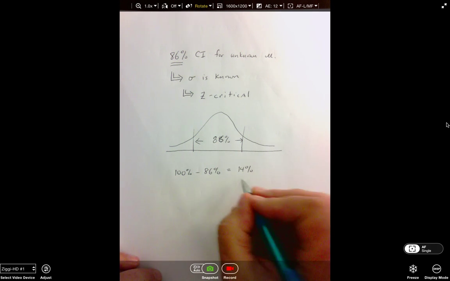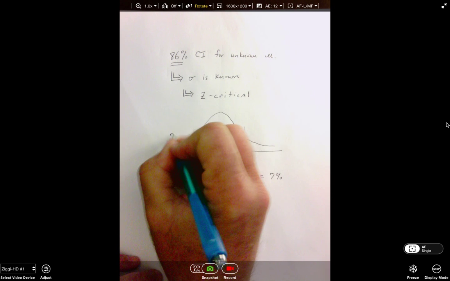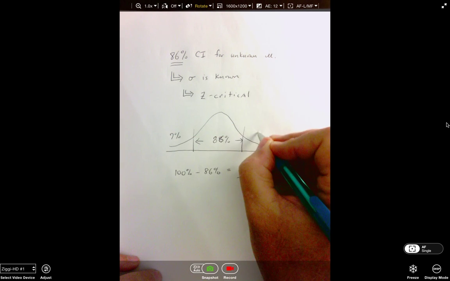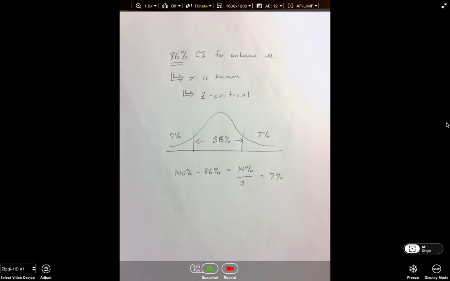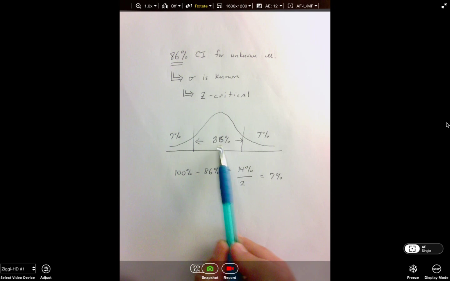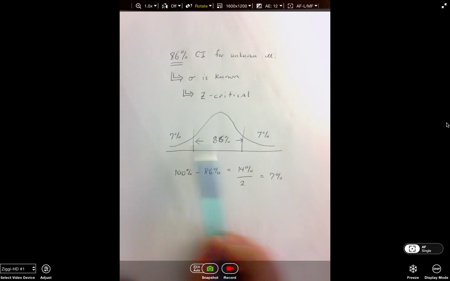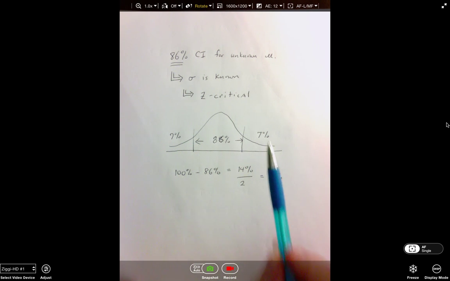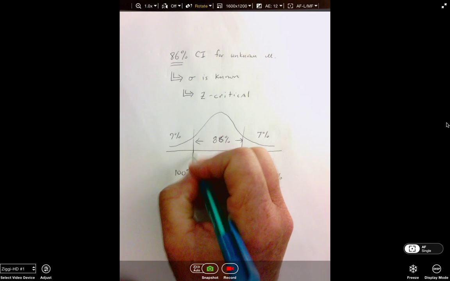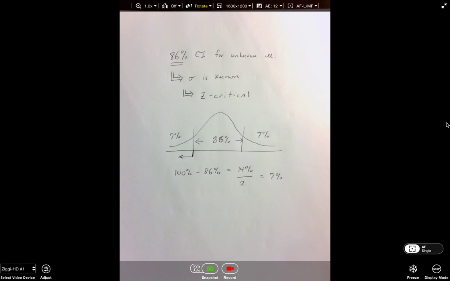The next thing we would do is we would divide this by 2. Put half of that 14% in one tail, put half in the other tail. And we're just going to make sure that we have 7 plus 86 is 93 plus 7 is 100%. So these three numbers need to add up to 100%. To find this value right here, what are we going to do?